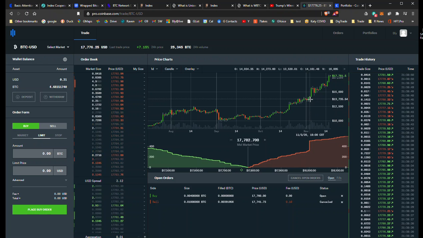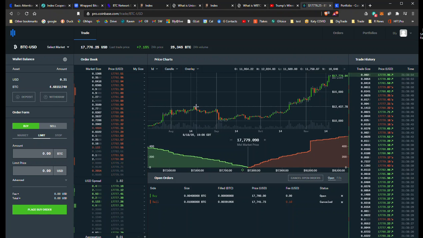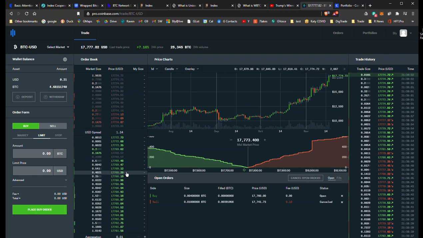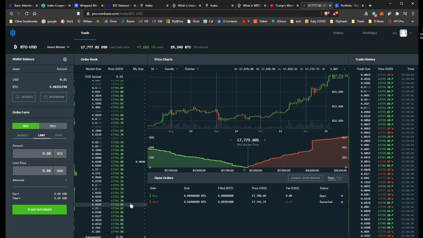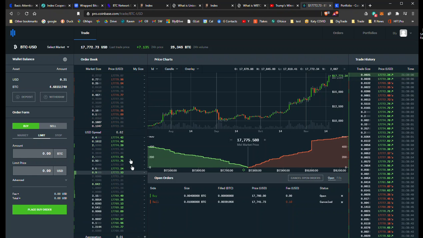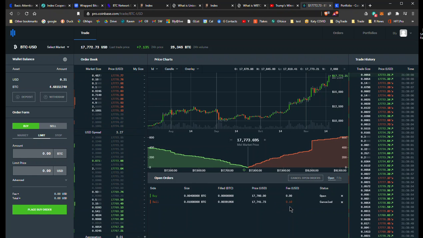It's just really taken off once it crossed this line right here. Once it crossed right here, it just took off. So we'll see where it stops. About to get filled, and we'll see what the fee is.